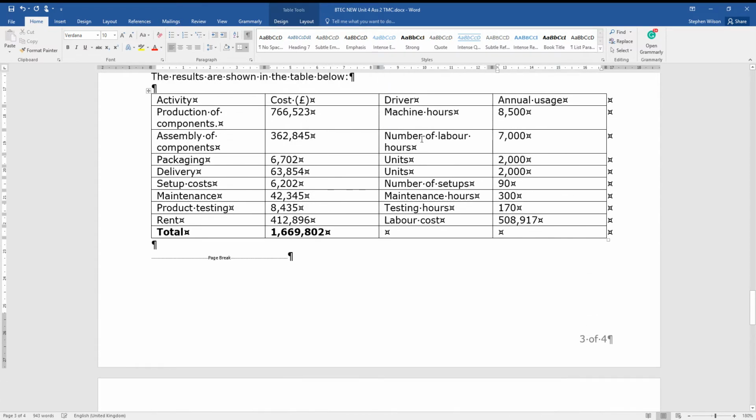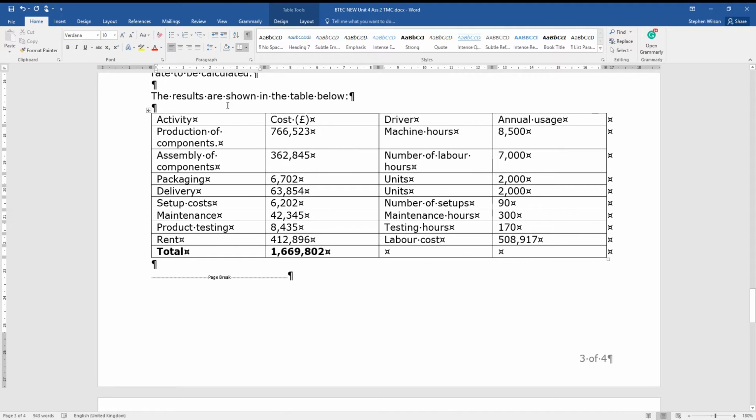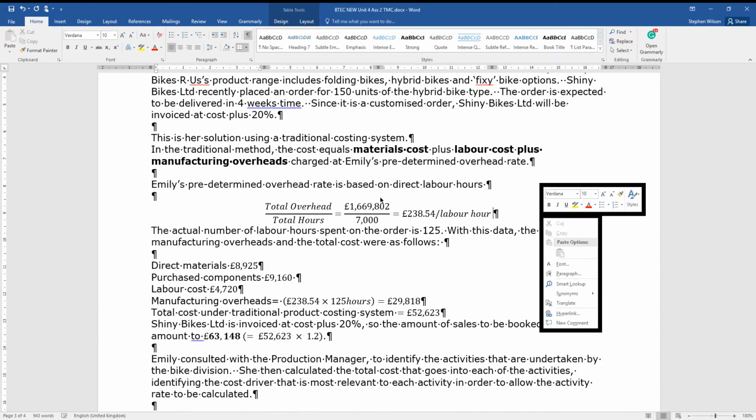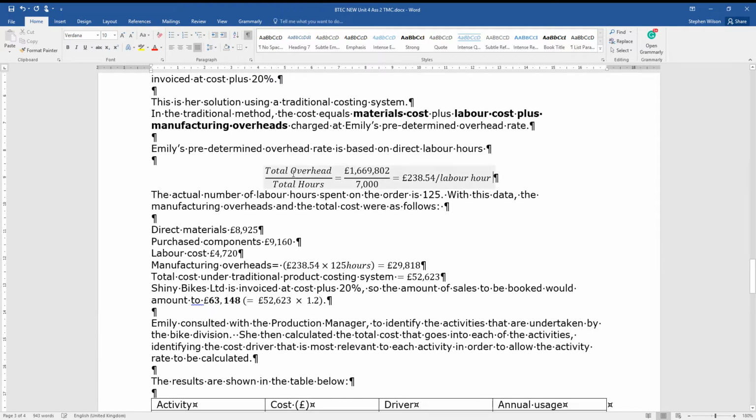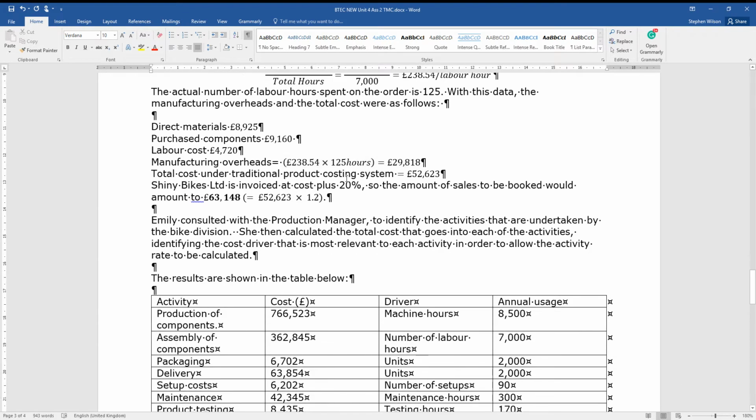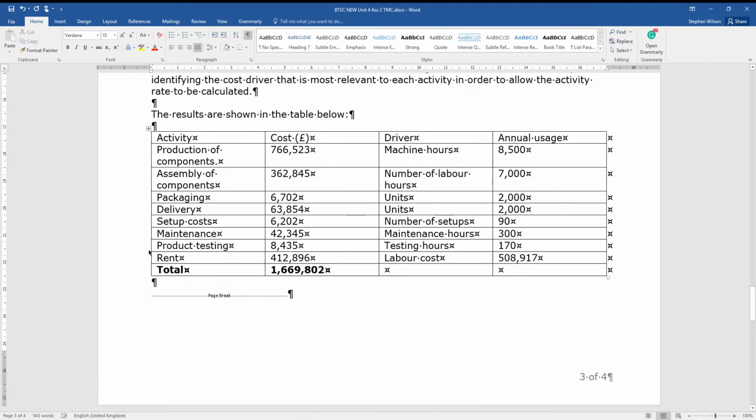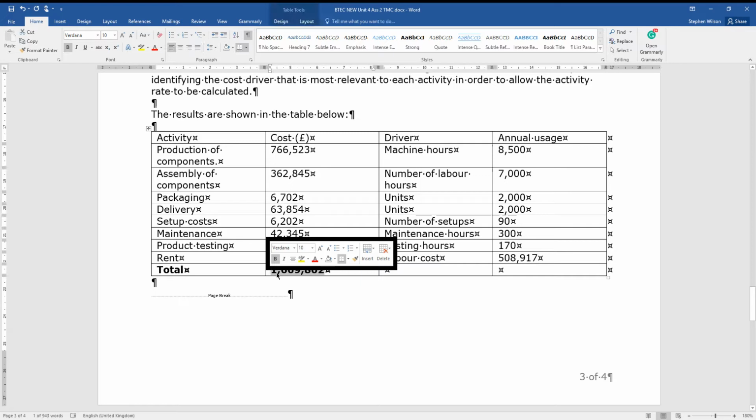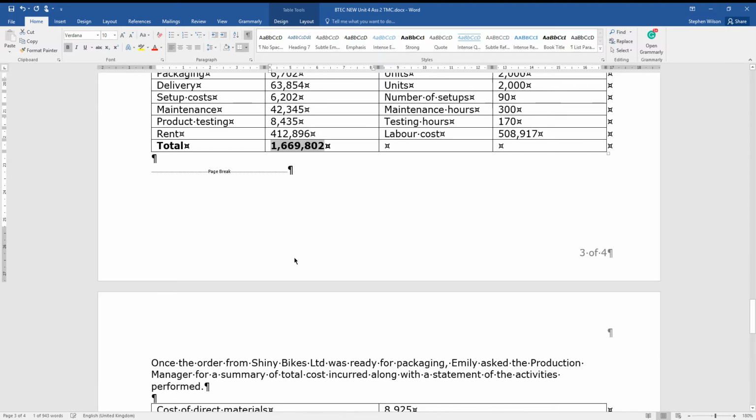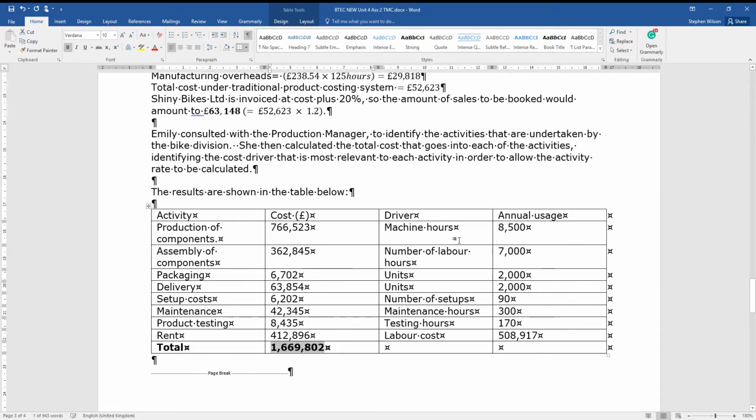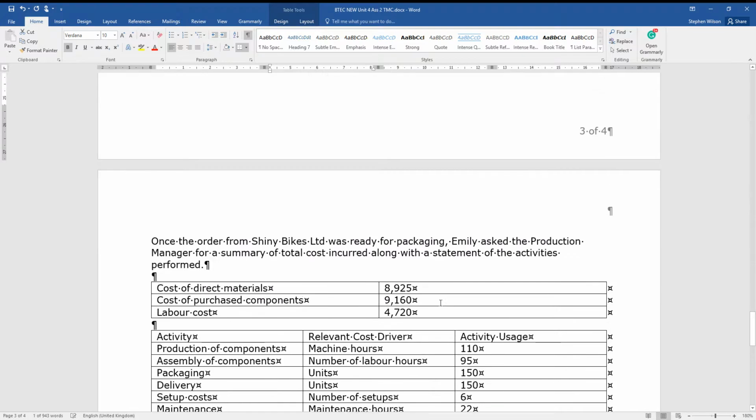So, all you need to do at first is copy and paste this table. You've put all this information in, and this is the traditional. We need to know the traditional, because until we've worked out the traditional, we can't compare it to our activity-based costing. So this is our traditional up to here. Copy and paste that table in. Make sure that that is actually a calculation that's the sum of all of that.